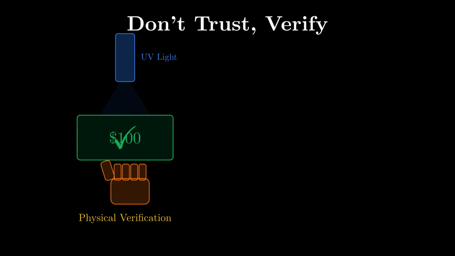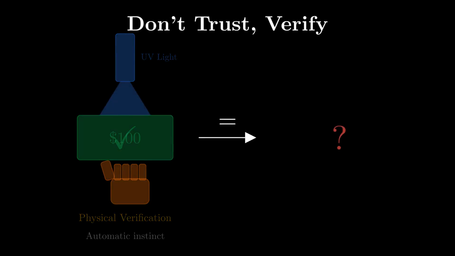Picture this. You're at a garage sale. Someone hands you a $100 bill for the vintage lamp you're selling. You look at it. Feel the paper, hold it up to the light. You verify it before you accept it. In the physical world, that instinct is automatic. In the digital world, most people skip it entirely.